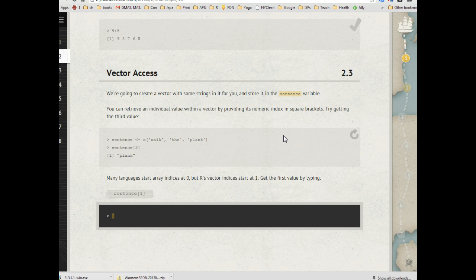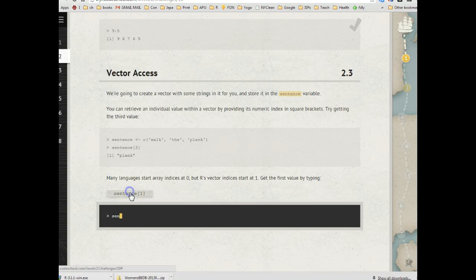Okay, many languages start array indices at 0, but R vector indices start at 1. What do they mean by that? What do you think is the index for this one? It is 3. And the index for this one is what? 1. But actually, believe it or not, most programming languages wouldn't call this the first element, they'd call it the 0th element. But R doesn't do that, but almost every other programming language does. So that's a little bit unusual, but on the other hand, it's quite natural. So anyway, that's the way it works in R.